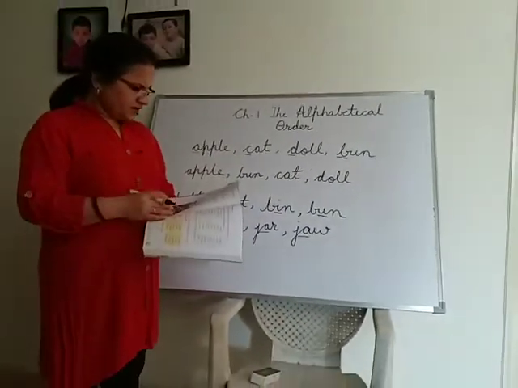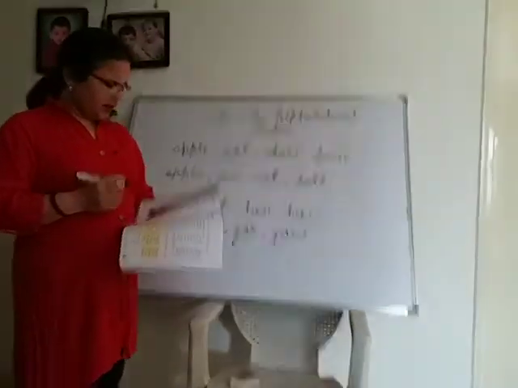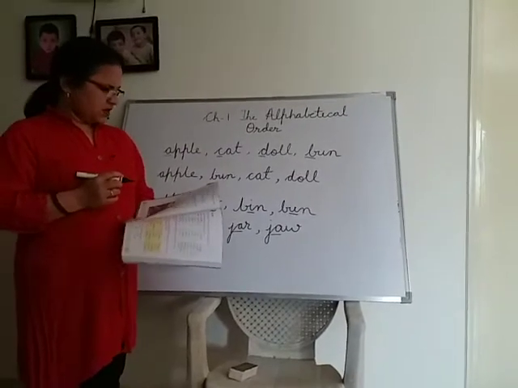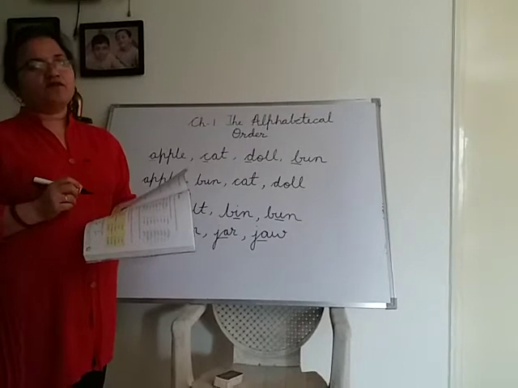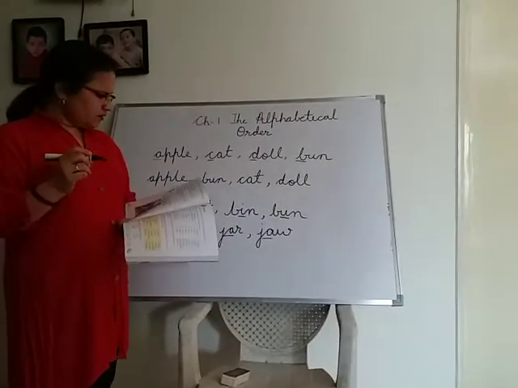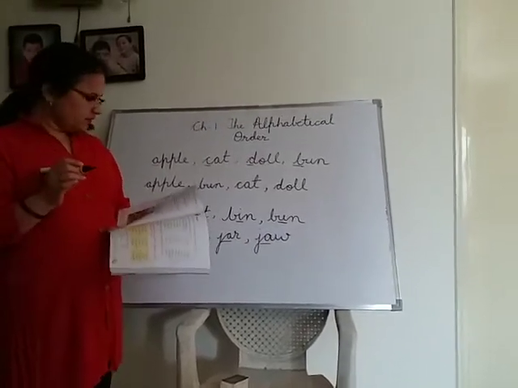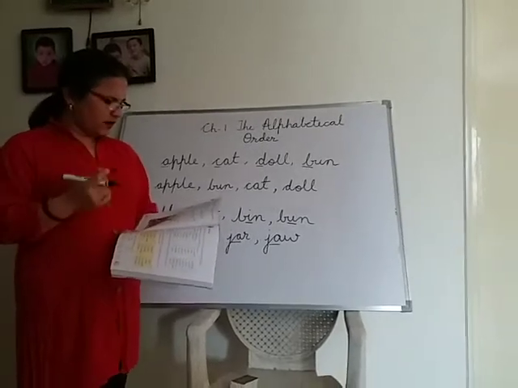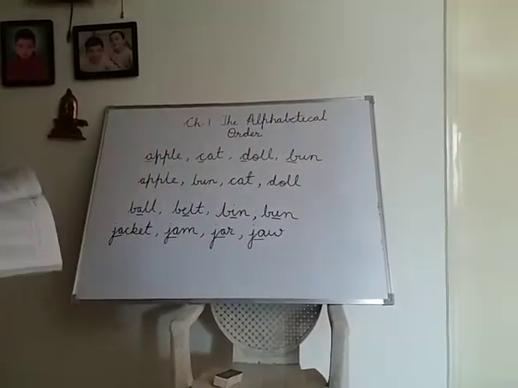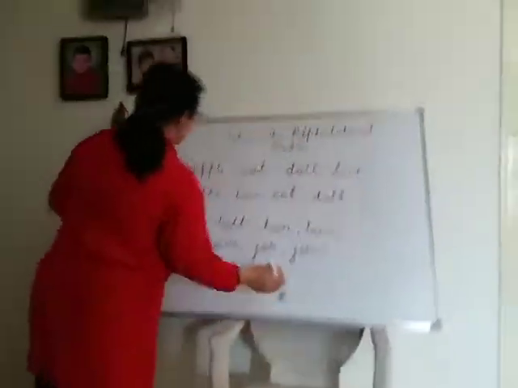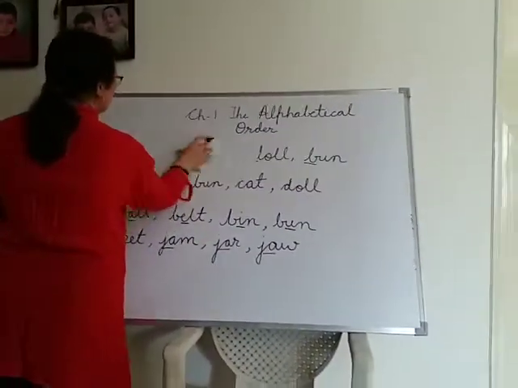For the first one, you can keep a pencil in your hand and put a mark. First is ball. So you can put 1 in front of ball. Are all of you ready with the pencil? So ball is number 1. Then next is books. Okay, I will write it for you on the board so that you can mark it in your book.